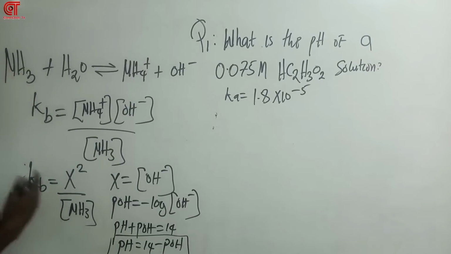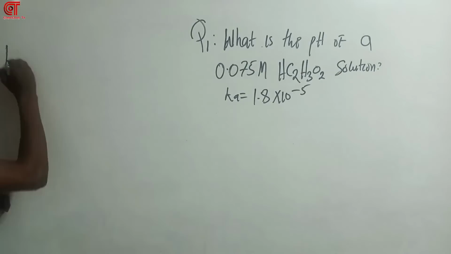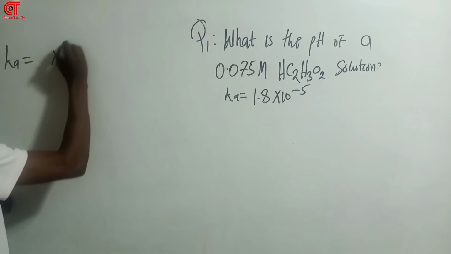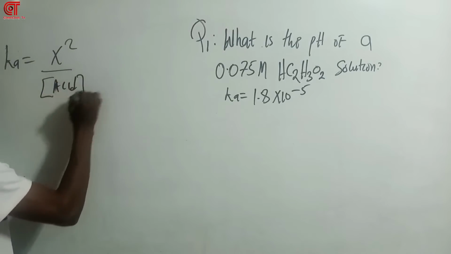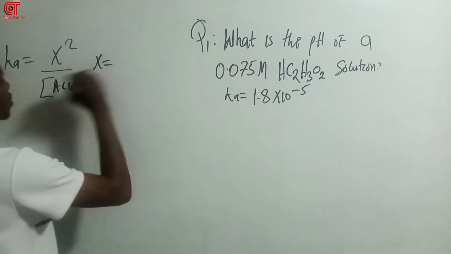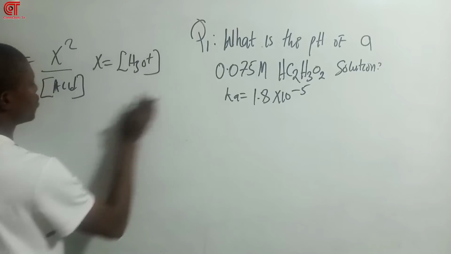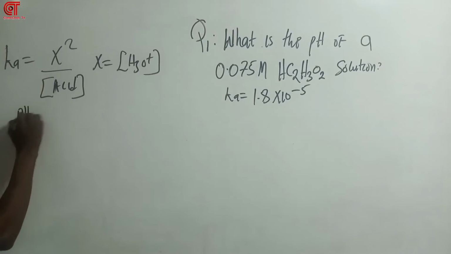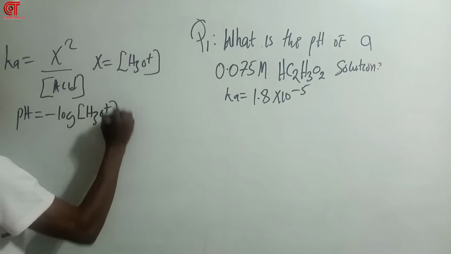You can see that the Ka and Kb formulas almost look alike. Ka equals x squared over the concentration of the acid, where x equals H3O plus. Then I can easily get pH equals minus log H3O plus. Do you get that?